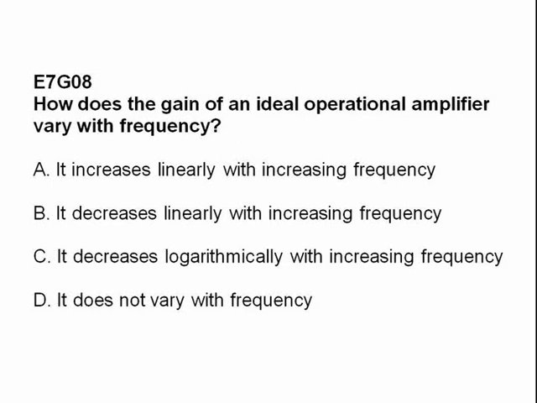How does the gain of an ideal operational amplifier vary with frequency? A, it increases linearly with increasing frequency. Or B, it decreases linearly with increasing frequency. Or C, it decreases logarithmically with increased frequency. Or D, it does not vary with frequency. The answer is D, it does not vary with frequency.